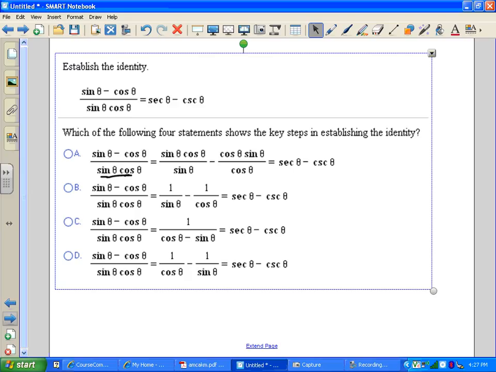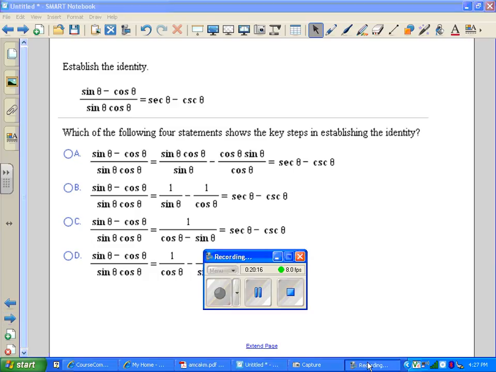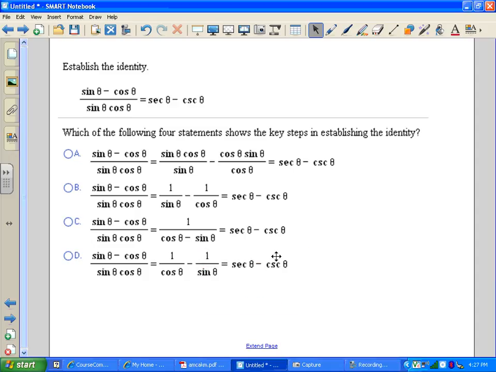And so when they split, though, I'm noticing a problem with the first step here. Let me think about this in just a minute. Yeah, what I was looking at there is they're actually splitting it incorrectly on the first choice.